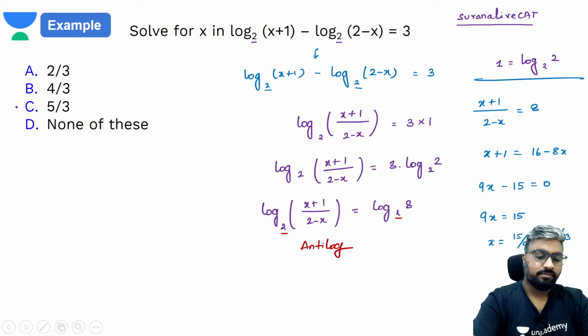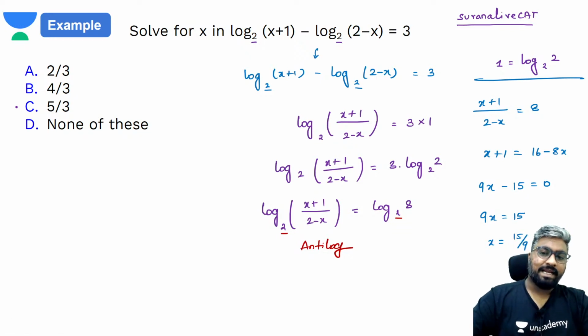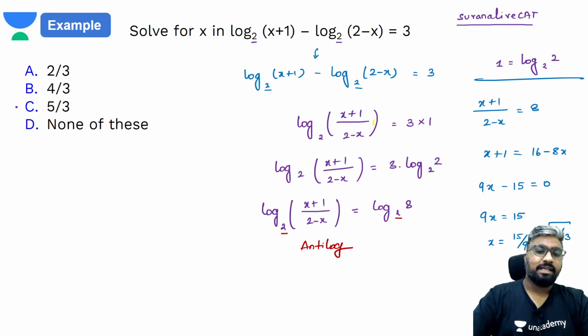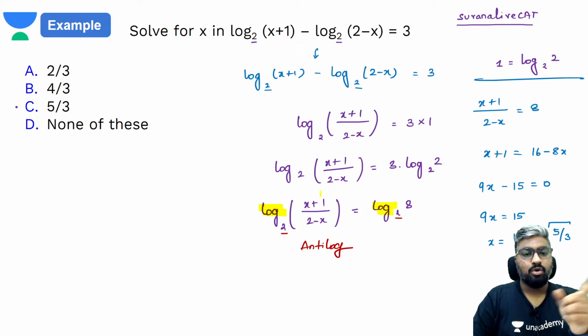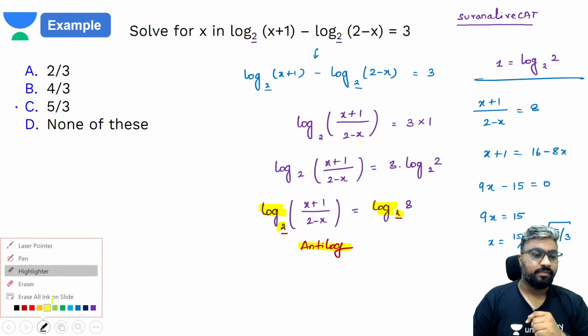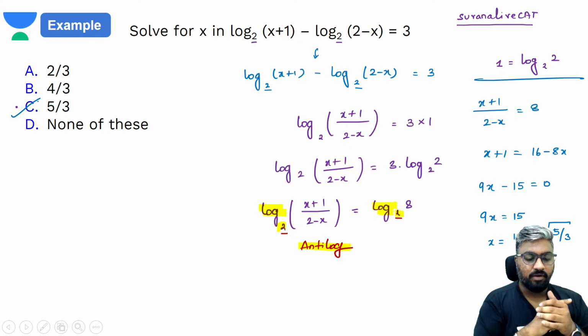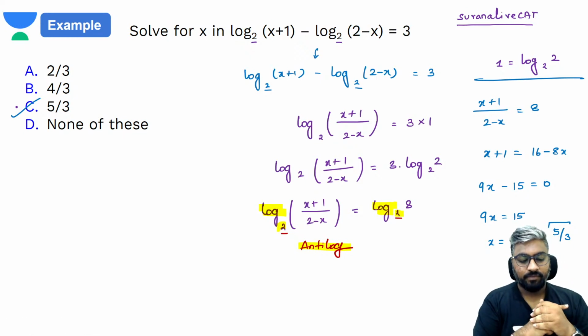Cool, guys? So what's the idea behind this? Please understand what is the idea behind this. The idea is to make sure that on both sides you have logarithmic expressions. Yes, both sides you have to make logarithmic expressions of the same base so that you could take anti-log. Done? Option C, 5 by 3 is the right answer. Superb work, guys. Great job.